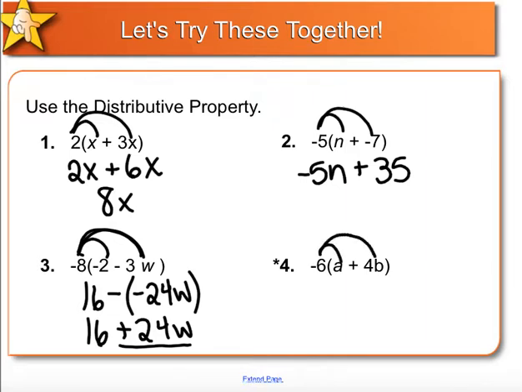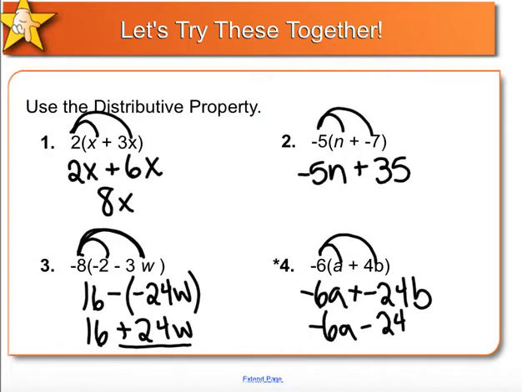And lastly, we get negative 6a plus a negative 24b. And we can say this like it is right there, or we can say negative 6a minus 24b. The second one there is a little bit more simplified.